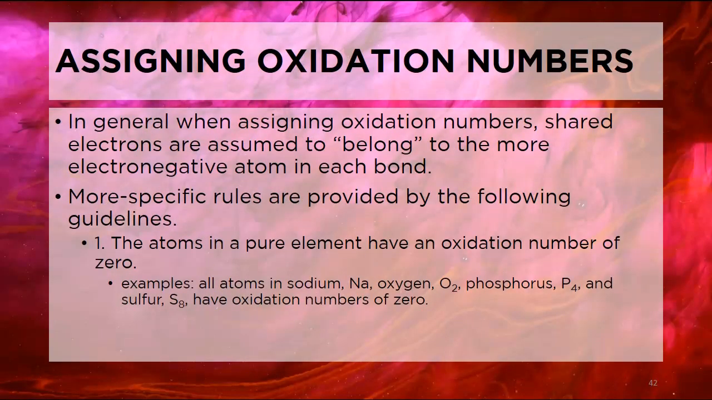So there's some rules we're going to go by to help us assign these oxidation numbers. So the first thing, if it's a pure element, it's easy. It's just oxidation number of 0. So sodium by itself would just be 0. Oxygen, O2, by itself would just be 0.